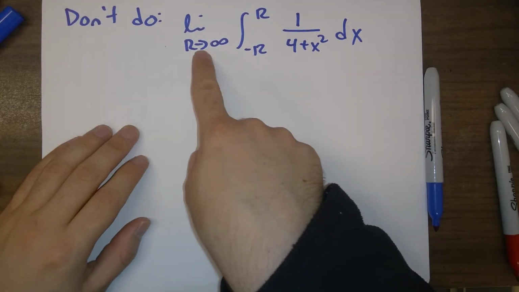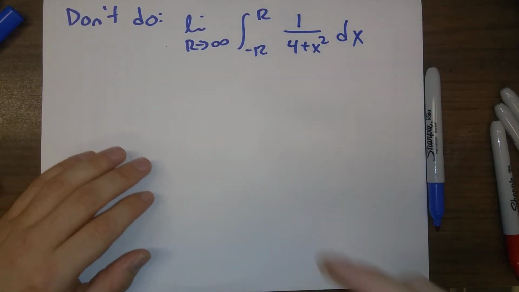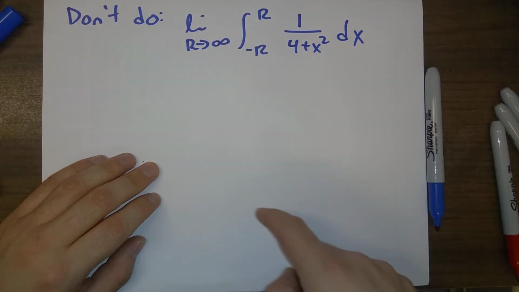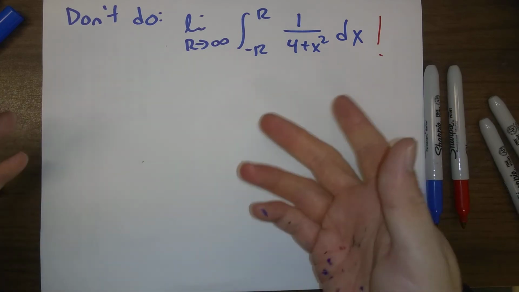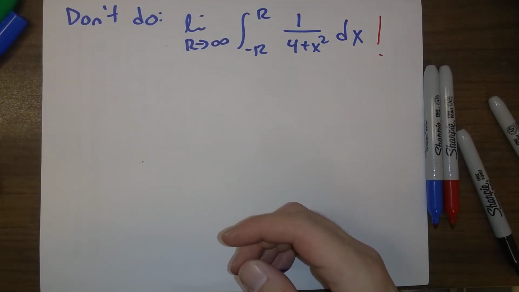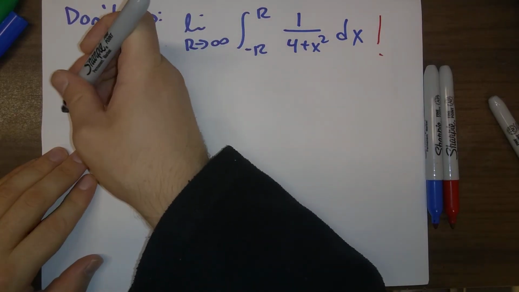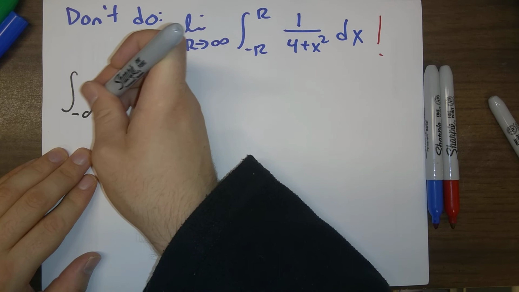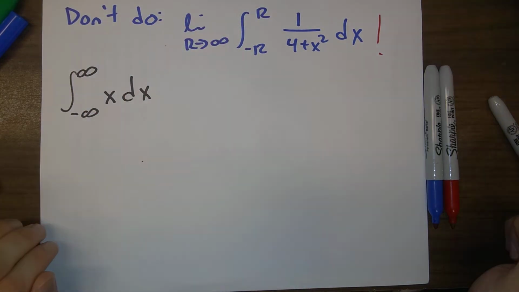I mean, limit as r goes to infinity of minus r to r, because both of those are going to be infinite. It looks like we're doing the same thing, but we're actually not. So to illustrate that, let's think about if I asked you for the integral from minus infinity to infinity of x dx.